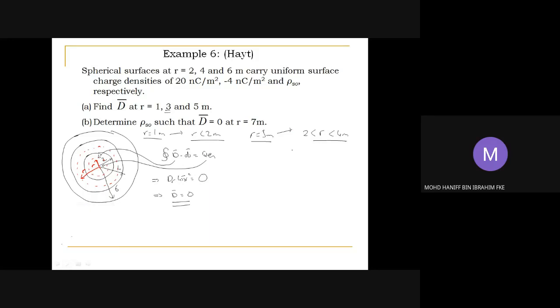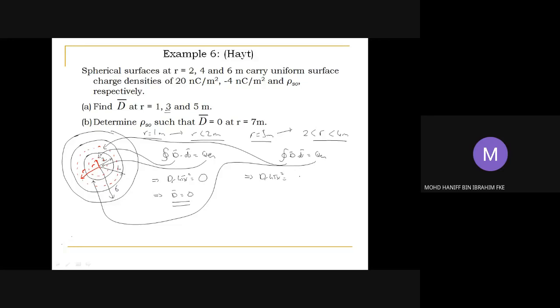Based on Gauss's law, D dot dS equals the enclosed charge. As we have learned before, the left-hand side is the integration on the Gaussian surface, and the right-hand side is the integration inside the Gaussian. We proceed further. For the left-hand side we will have Dr 4 pi r squared, and the enclosed charge, which is the charge inside the Gaussian, only consists of a single sphere of 2 meter radius.